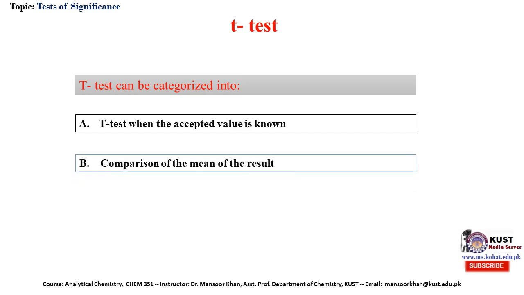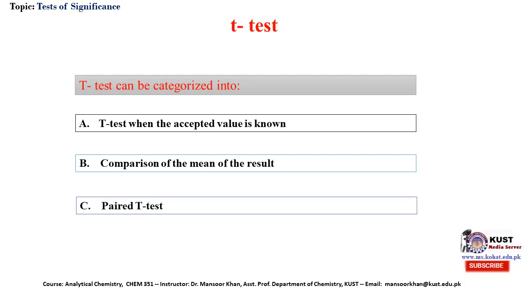Now the second one is B, comparison of the mean of the result. In this case we compare the mean of the results of the two methods. The third one is paired T-test. So these are the three forms of T-test that in the coming slides we will explain one by one.